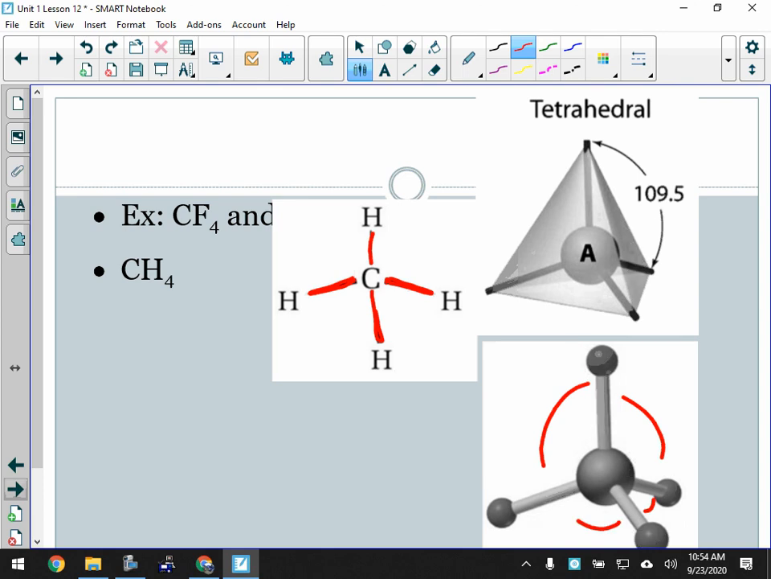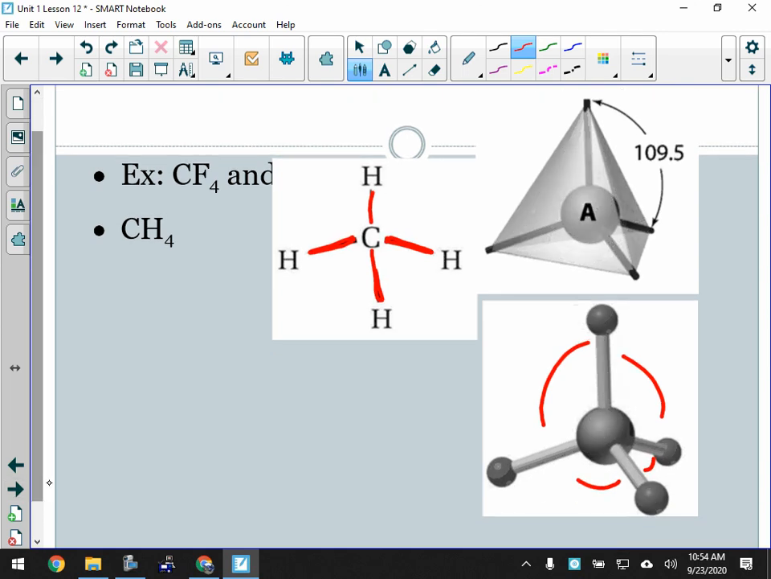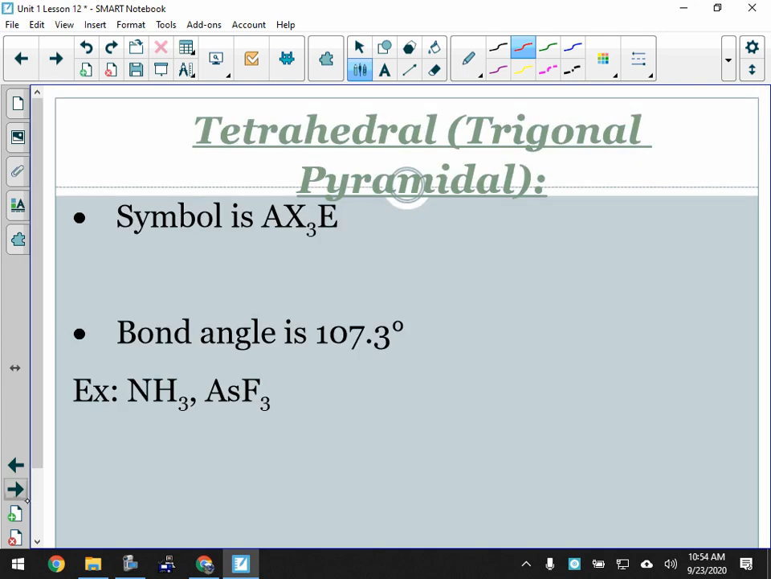It's kind of hard to show you on the board because it's two-dimensional. Now we're talking three-dimensional stuff, and we'll get to that part, I promise. So CH4, CF4, CCl4, AX4, tetrahedral, 109.5. Good. The next one we're going to talk about is this one.